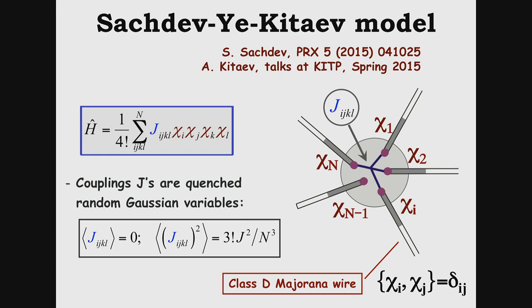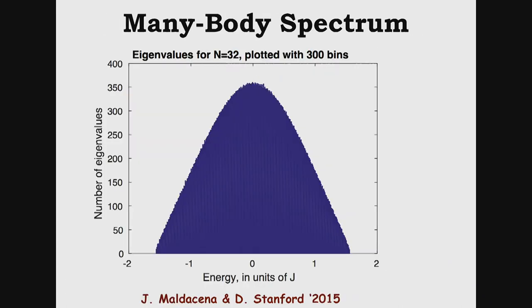There is nothing else. Another important parameter here is capital N, the number of our fermions. And you will see that a good idea is to scale this variance of J with N cubed. I'll explain in a moment why it is a good idea.